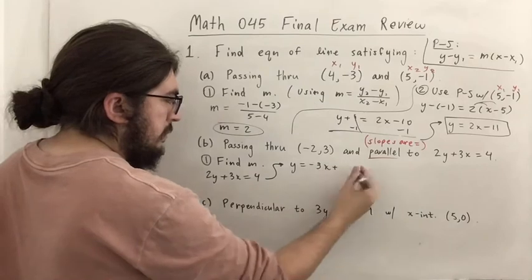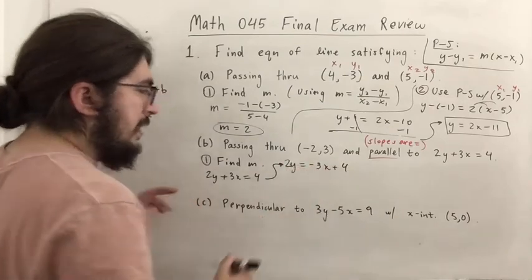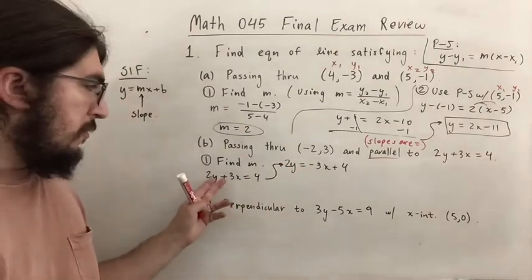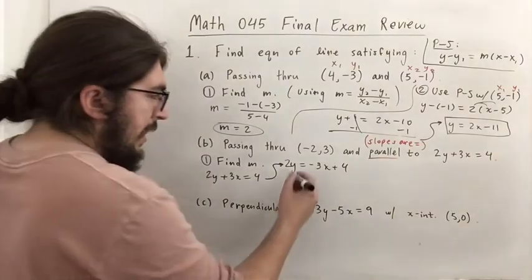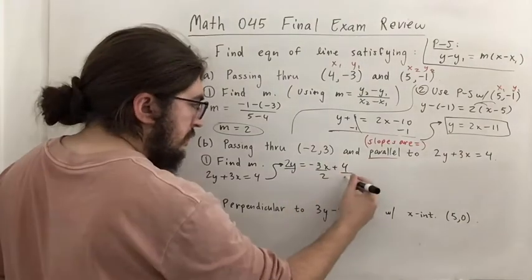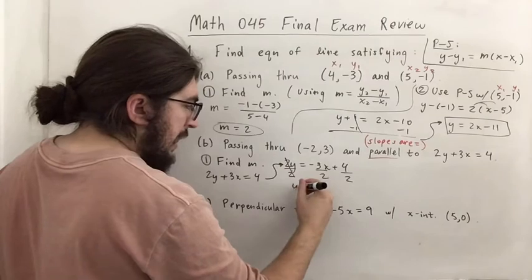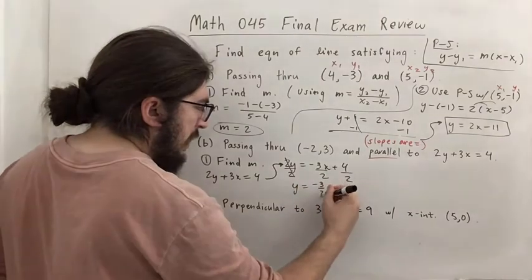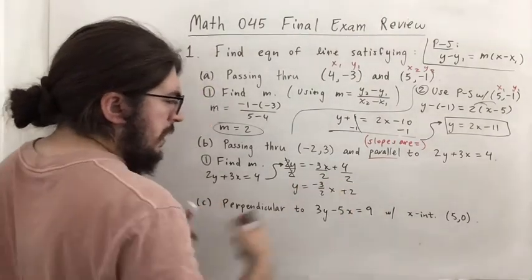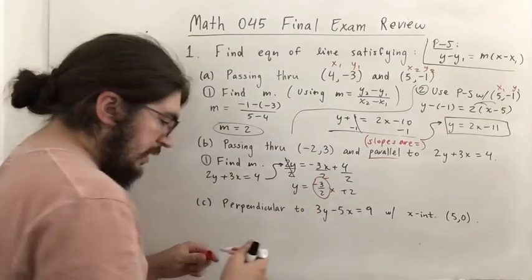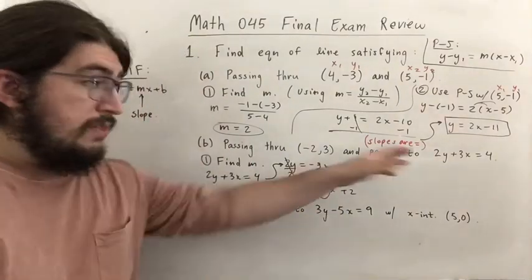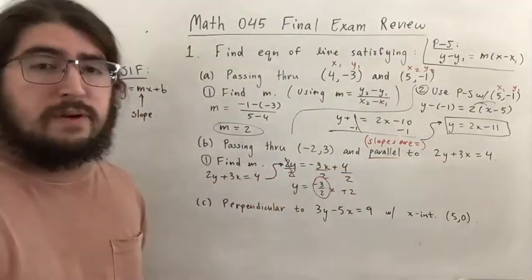Subtract the 3x to the other side, so 2y is equal to -3x plus 4. We just grabbed the 3x and subtracted it to the right. And now divide everything by 2. Those cancel, and you get y equals negative 3 over 2 x plus 2. That 2 doesn't matter. This matters. This tells us that the slope of the line that we're parallel to is negative 3 over 2.